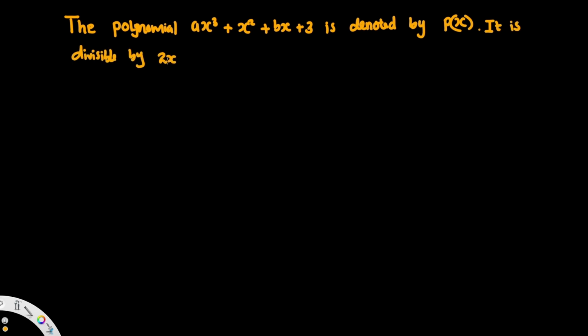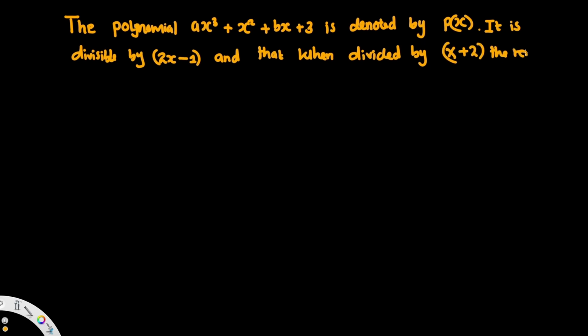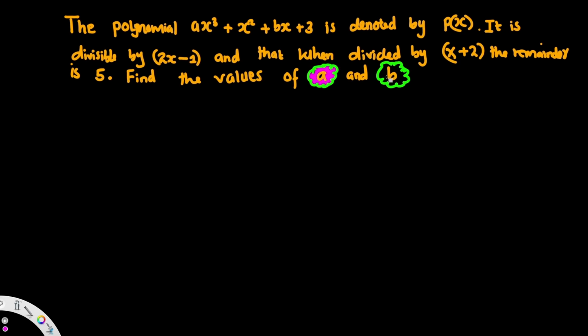So we are told that if it's divisible by 2x minus 1, meaning that at that particular point, we're going to use 2x minus 1 as a factor. And when this polynomial is divided by x plus 2, the remainder is 5. So meaning we're going to use the remainder theorem at that particular point. We're supposed to find the values of a and b, and all the steps must be shown.